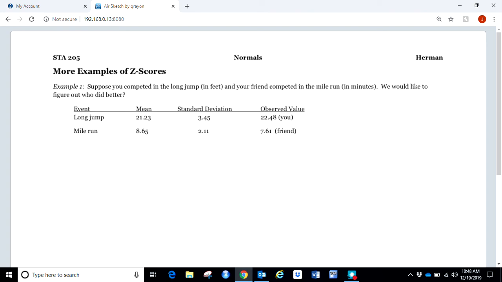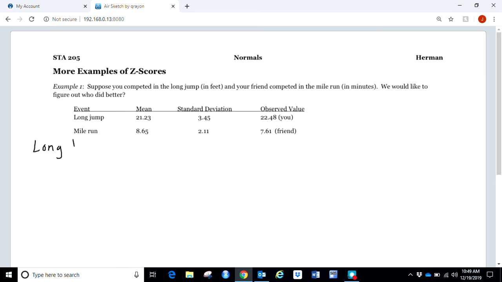So in this example, we're looking at you competing in the long jump, which is measured in feet, and your friend competed in the mile run, which is measured in minutes. And we'd like to figure out which of you did better for your event. So I've given you some information about the long jump and mile run when it comes to the corresponding mean and standard deviation, as well as what you performed, as well as your friend performed in your corresponding event.